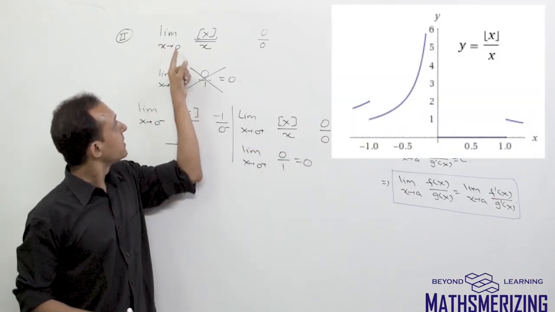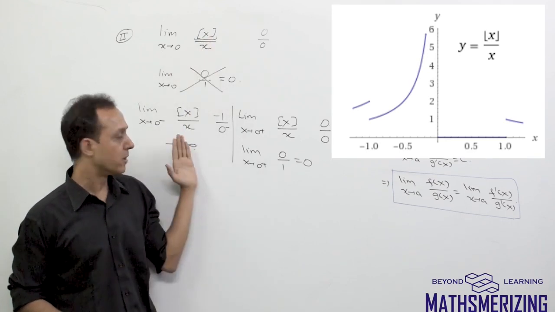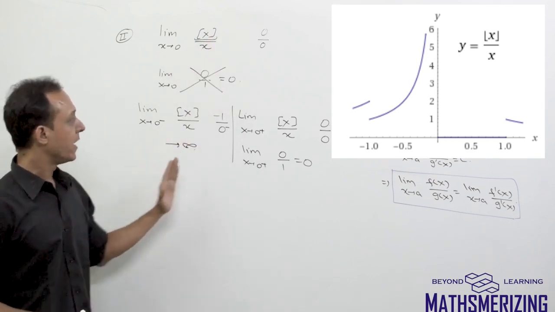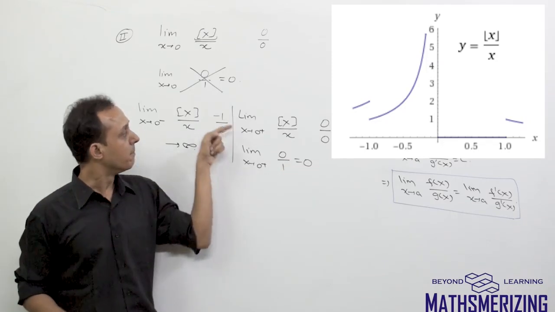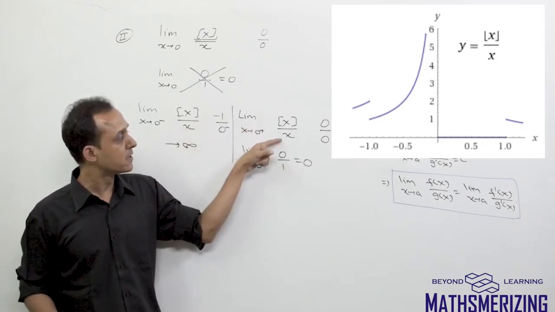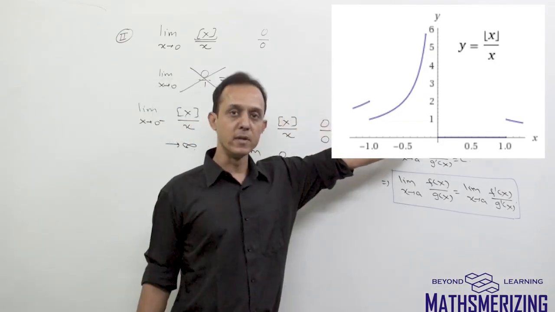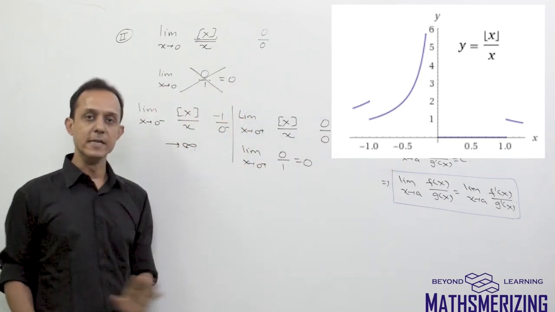So limit x tends to 0, greatest integer function of x upon x, it doesn't exist because on the left hand side I have infinite and on the right hand side I have 0. But if the question is limit x tends to 0 positive, greatest integer function of x upon x, which is 0/0 form, now we can apply L'Hopital's rule in this case to get this answer as 0.